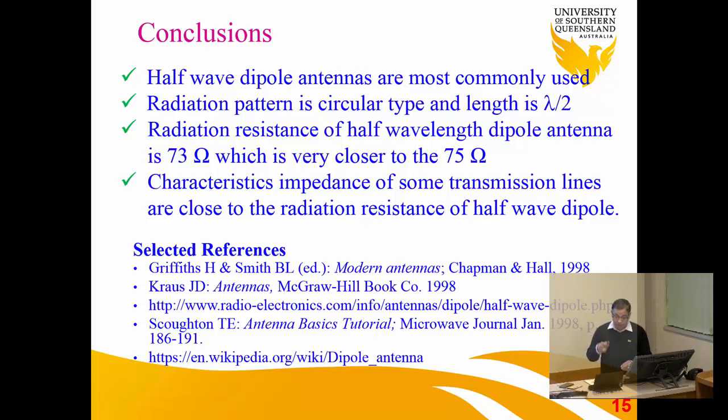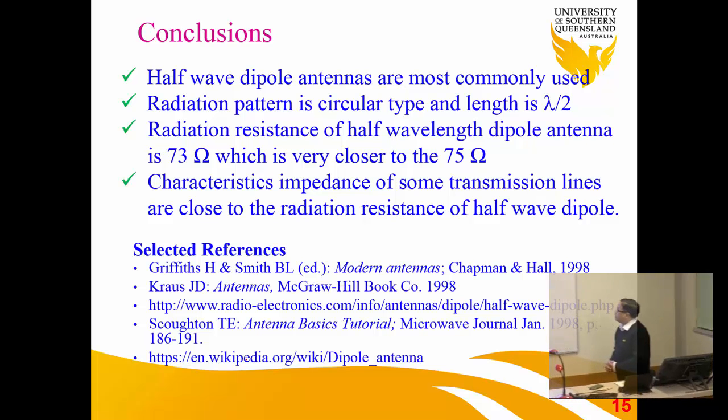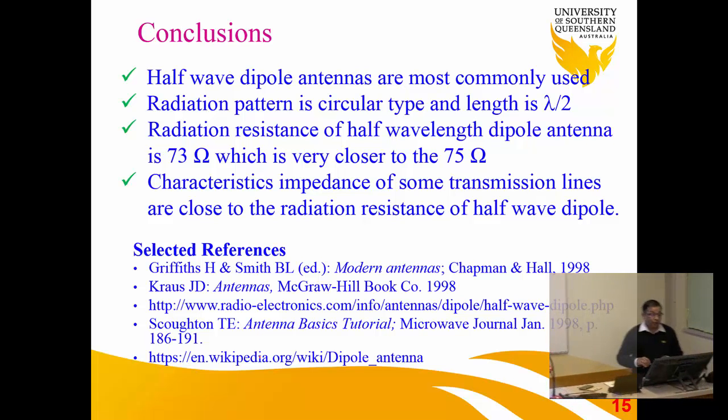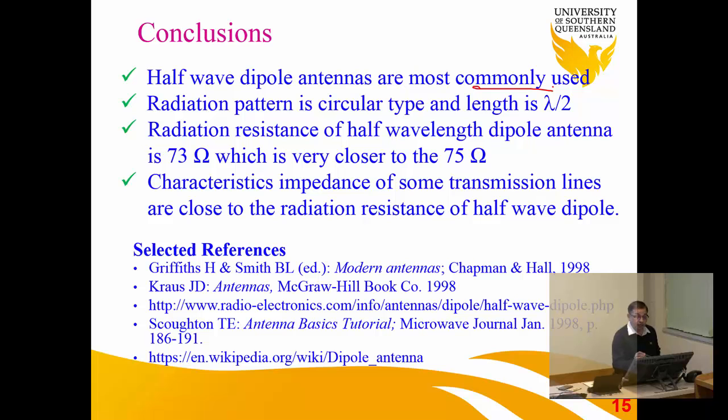So the conclusion of my presentation: half-wave dipole antenna is most commonly used, its radiation pattern is circular type and length is lambda over 2. Radiation resistance is 73 ohm, which is close to the 75 ohm of coaxial cables, and characteristic impedance of some transmission lines is close to the radiation resistance of half-wave dipole antenna.